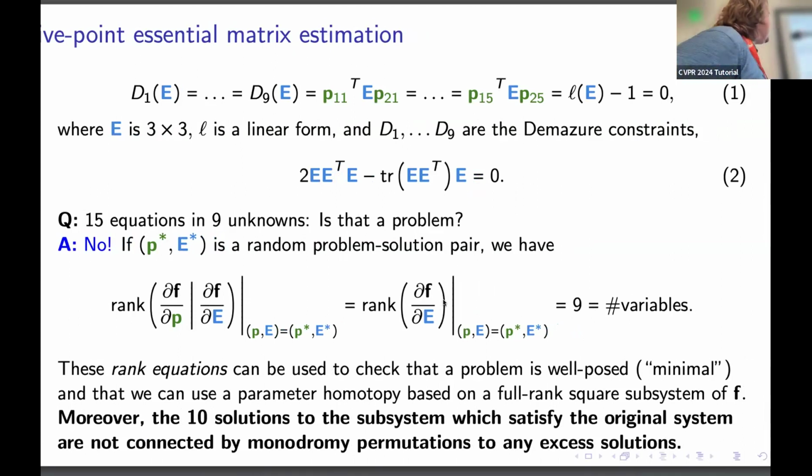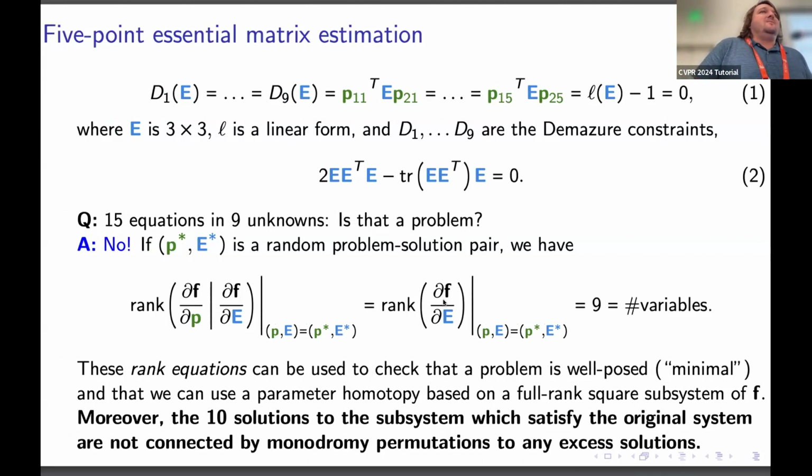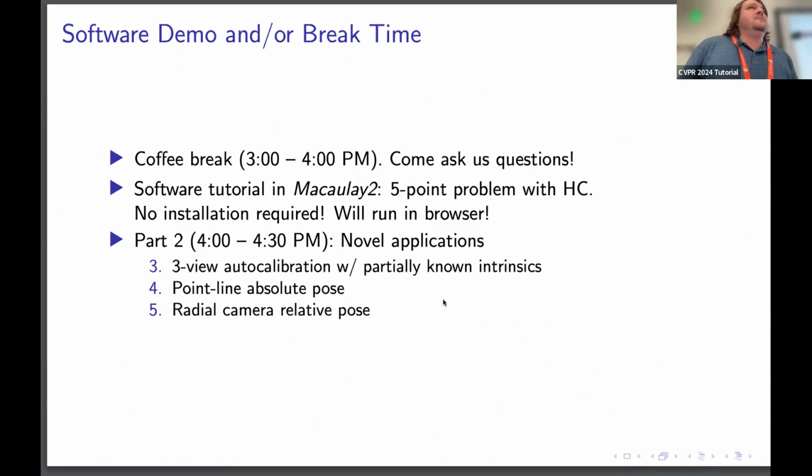So that's the one kind of nice thing about homotopy continuations, that you don't have to use all the equations necessarily. If you have these rank conditions holding, then you can just fabricate an initial problem solution pair, check that these rank conditions hold, choose a square subsystem of full rank, and run your parameter homotopy. All the other constraints you ignored will be satisfied with probability 1. It's a little bit counterintuitive, but you can check that it works, and we will check that it works in this demo. Okay, so it's break time. Go get your coffee in the other building. Come ask us questions. We'll resume.